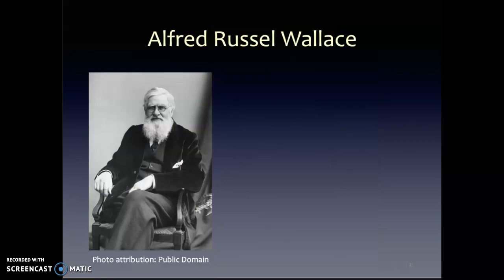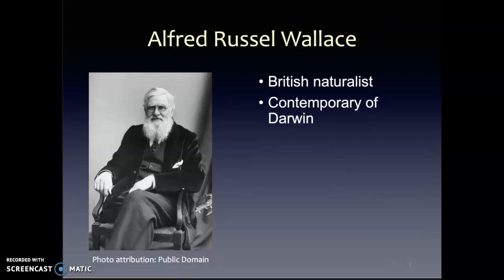That brings us to this gentleman here. This is Alfred Russel Wallace. He was a British naturalist in the 19th century. He and Charles Darwin worked at about the same time, but in different parts of the world. So they corresponded, but they didn't actually collaborate. And even though they didn't collaborate, each of these people discovered natural selection independently.